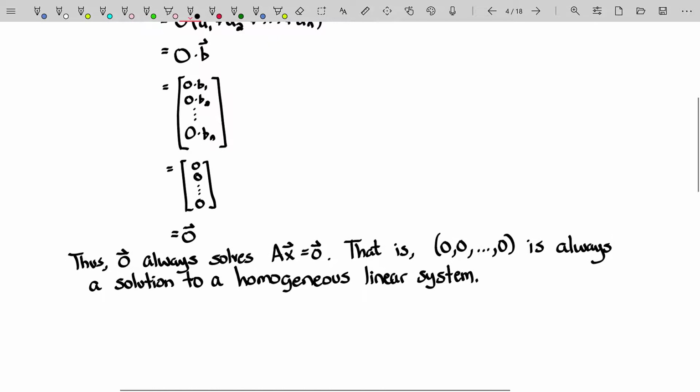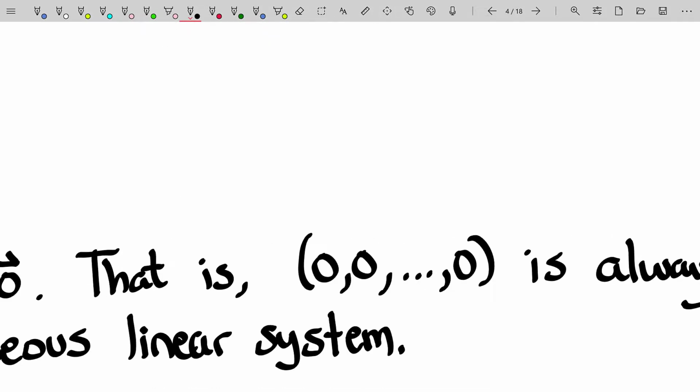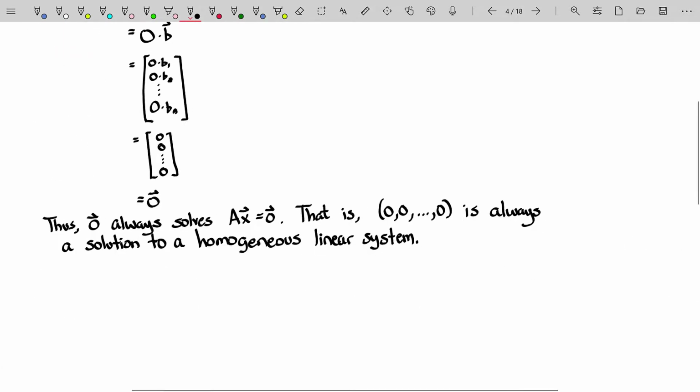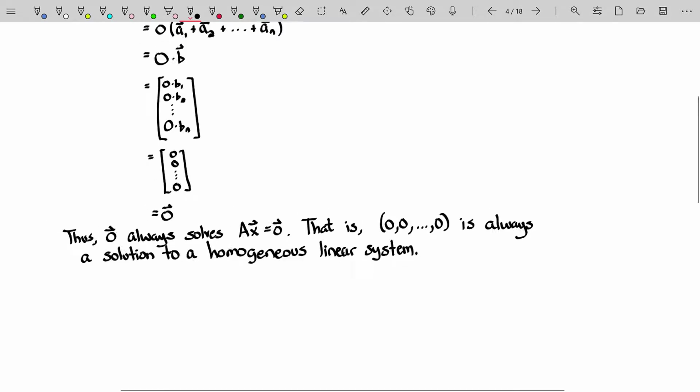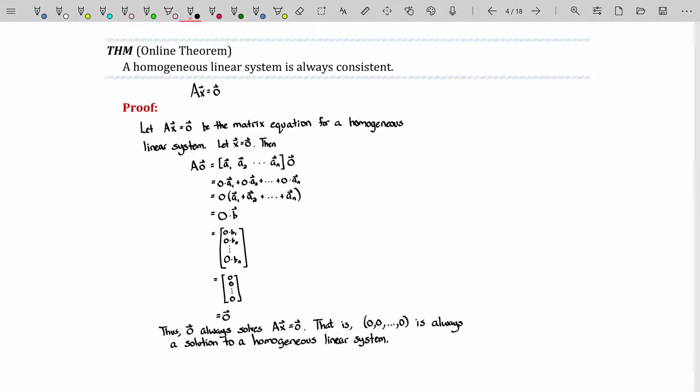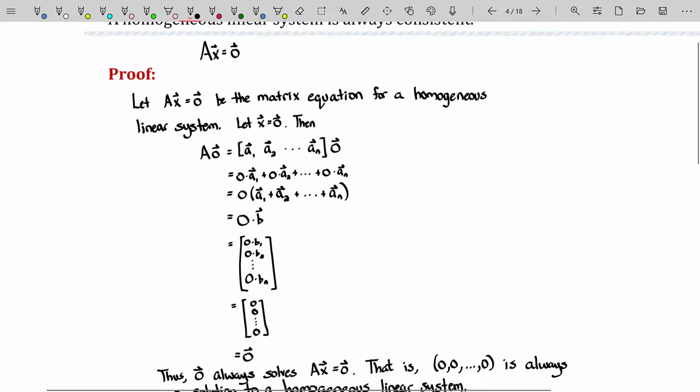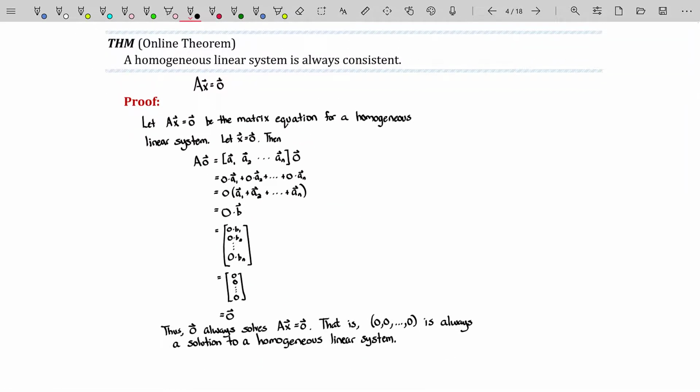That is, since the matrix equation and the linear system share the same solution set, the point (0, 0, ..., 0) is always a solution to a homogeneous linear system. And there we go. That's the proof of that theorem. It's a little bit actually more robust than most proofs would be for this theorem, but it is a proof of the theorem.